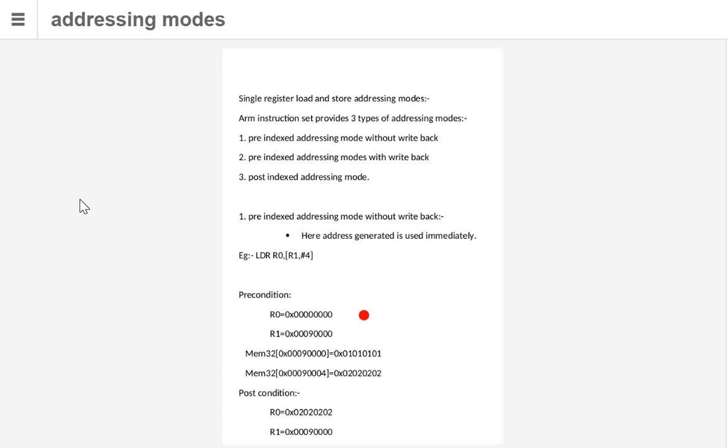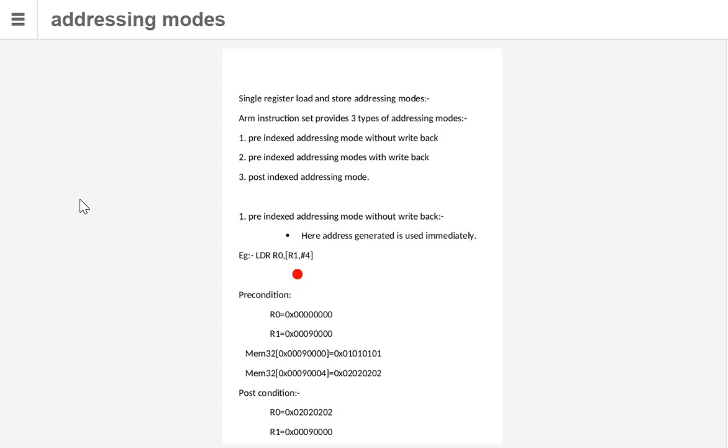That means whatever is there in 9004, you are going to copy and store into your destination, which is given as R0. Post condition means after executing the instruction, R0 gets the content in the address location R1 plus 4. R1 plus 4 is 9004, and it has the content 0x020202. This content is copied into your R0. So you can see R0 I have put.